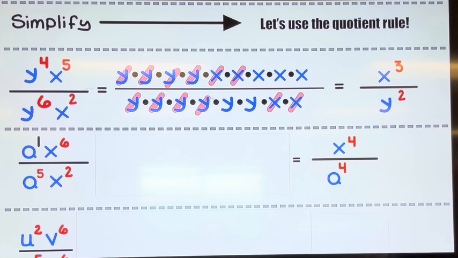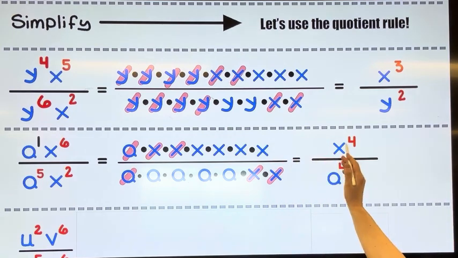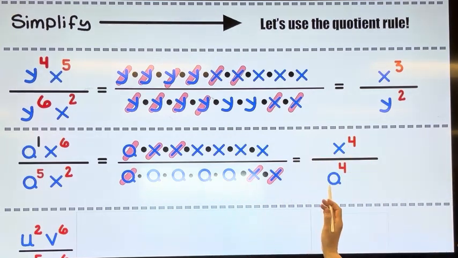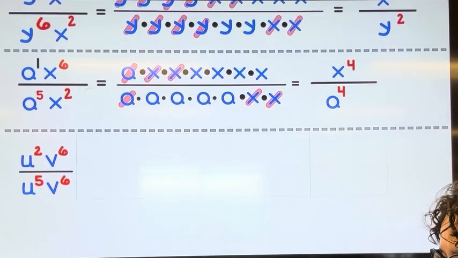But worst case scenario, you could list the A, expand out the x to the sixth, the a to the fifth, and the x squared, and then just start canceling this a with this a here, this x, and this x, this one, and this one, and count them up. 1, 2, 3, 4, x to the fourth, 1, 2, 3, 4, a to the fourth. Okay, so last example here. Again, we'll just go ahead and jump to the end and see if we can do this.